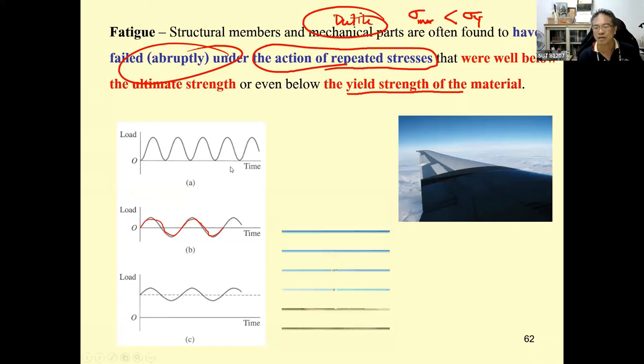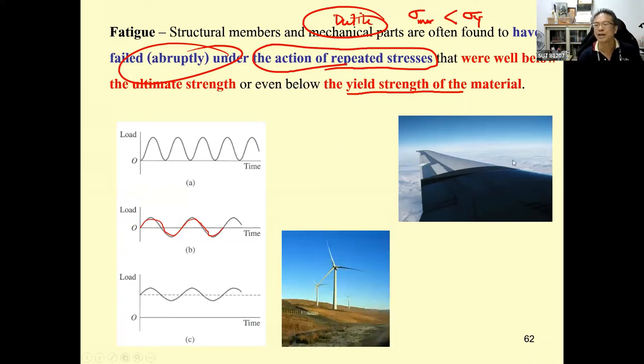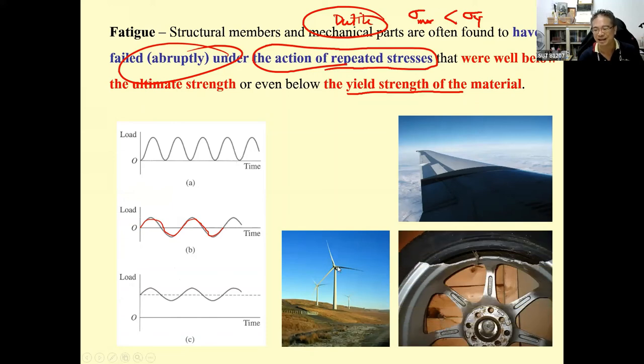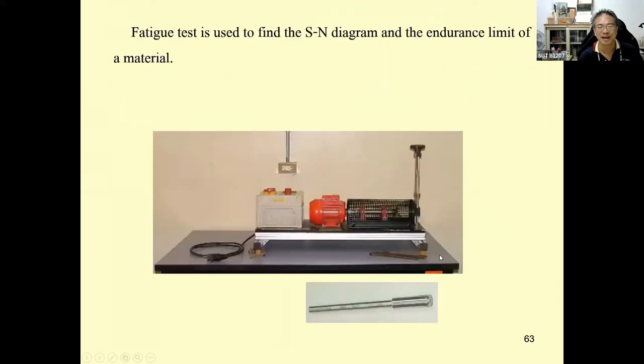That is by the fatigue. And not only the wing of the airplane, that is the wind turbine. You can go to Khao Yai to see this kind of wind turbine. The connection of this wind turbine must be designed to prevent the fatigue. And the wheel of the car also must be designed for that kind of impact.